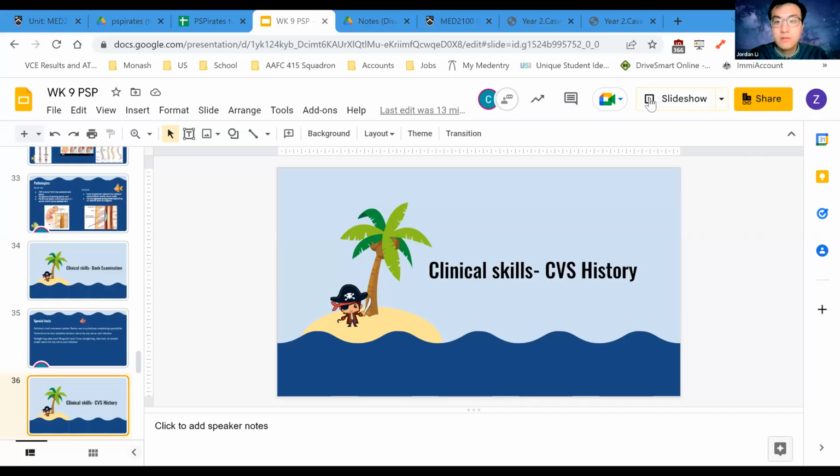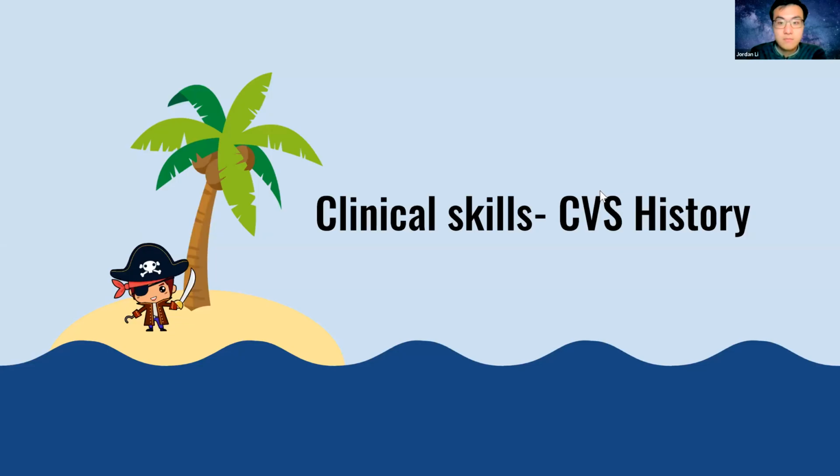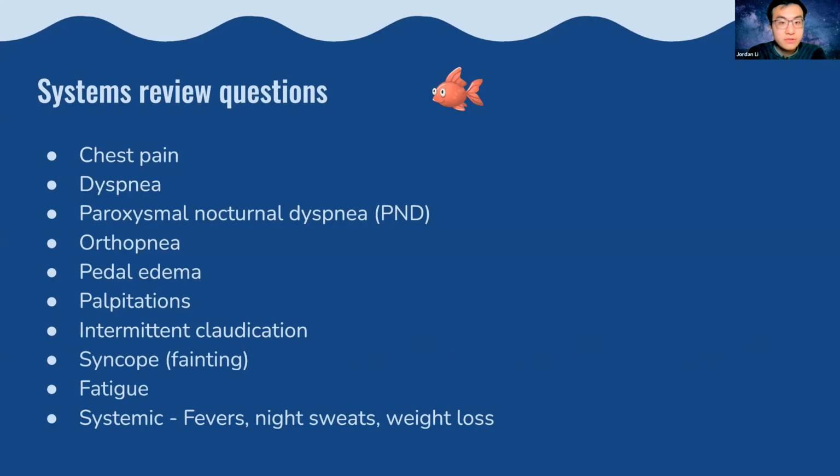Right. One sec, I'll share my screen. Cool. So today I'll be talking about cardiovascular history as part of clinical skills. As you've learned before, the systems review is a series of questions which you ask about a specific system after all the WWQQAA stuff, right?